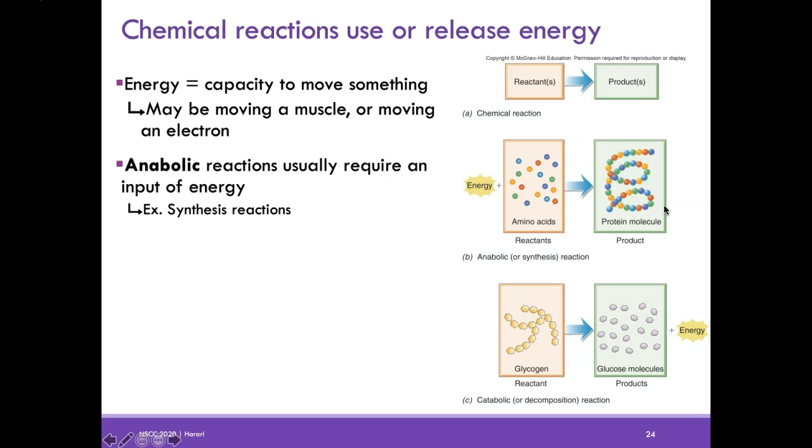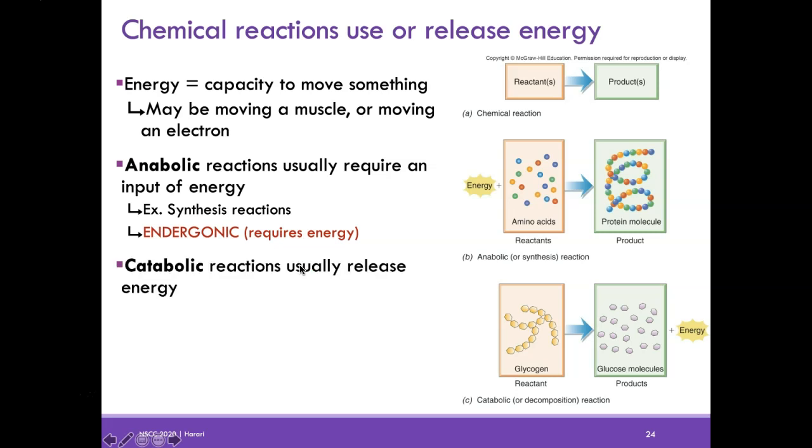So synthesis reactions are anabolic. They require input of energy. The word to describe requiring an input of energy is called endergonic. So anabolic reactions, like synthesis reactions to build things, are endergonic. They require energy. Catabolic reactions usually release energy. So like a decomposition reaction, if I'm taking something larger and breaking it down into smaller parts, I'm going to get energy out of it. And those reactions are called exergonic. Exergonic reactions release energy.